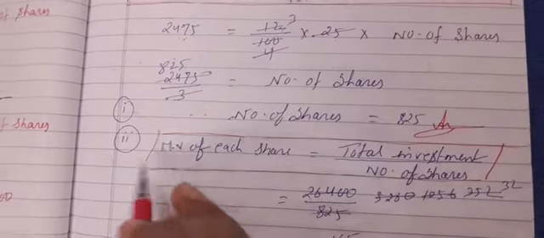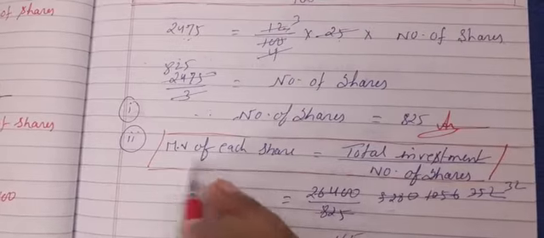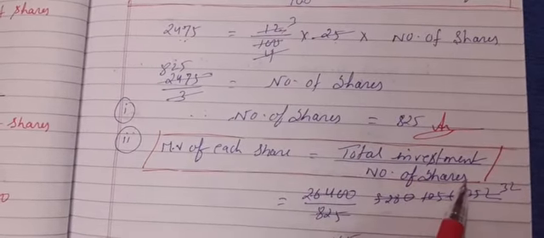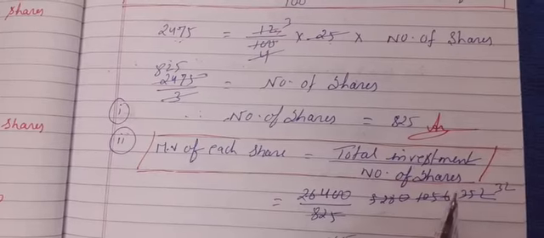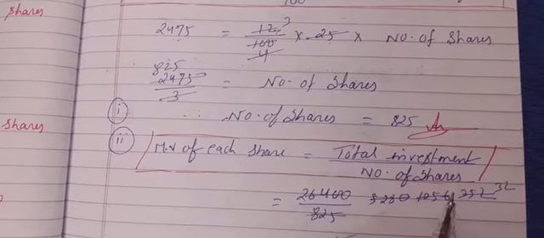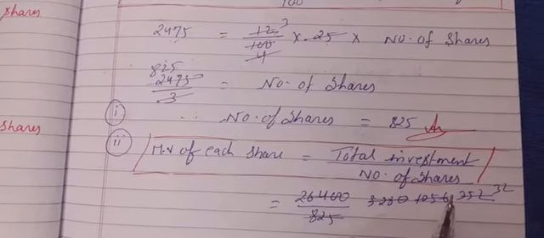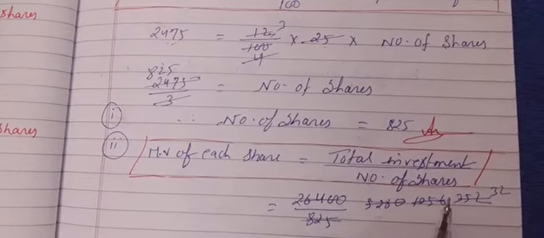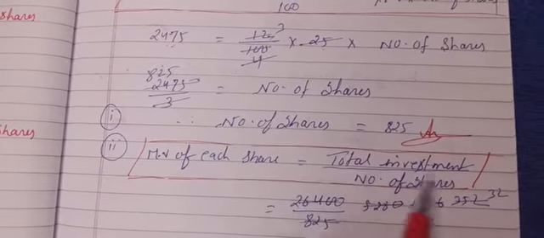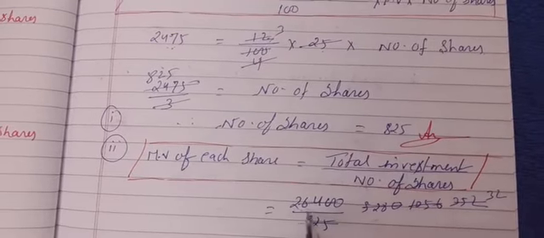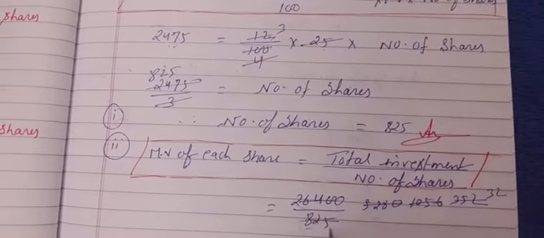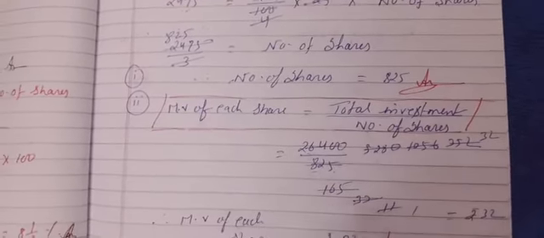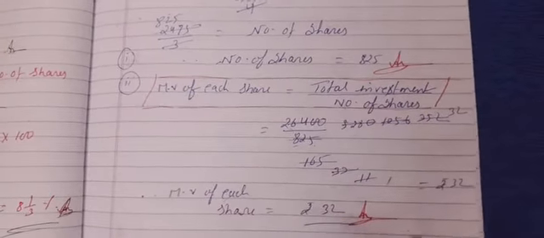Second, what is the MV, market value of each share? So what is the formula for market value? Total investment upon number of shares. These formulas are all from those four formulae which I have given in your second video. Please go through the second video. Only four formulae are used in this exercise. So total investment upon number of shares, 26,400 divided by 825, when you cut it you will get 32. It means the market value of each share is equal to rupees 32. Here your answer is over.